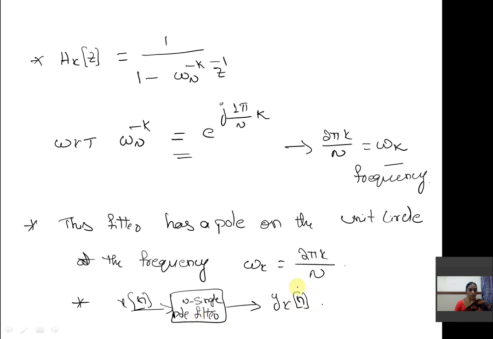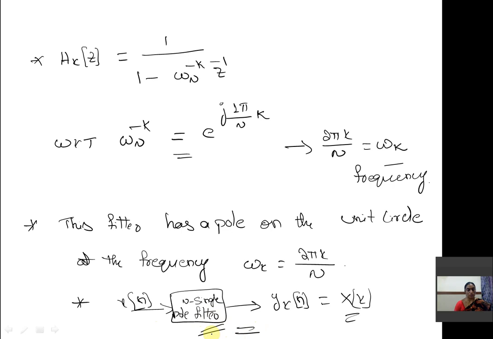That means the entire DFT, what is this? X of k, the DFT of x of n, is determined by passing this x of n through a filter. That filter has a response W_N to the power minus kn u of n, or the system function 1 by 1 minus W_N to the power minus k z inverse. From this, it is said to be N single pole filters, capital N single pole filters. W_N to the power minus k is nothing but e to the power j 2 pi by N k. Okay, this is the conclusion here.